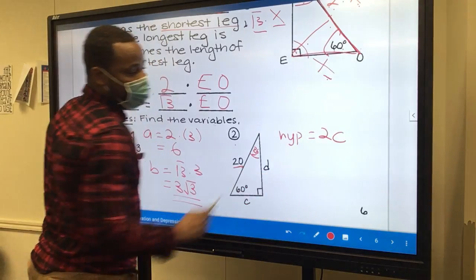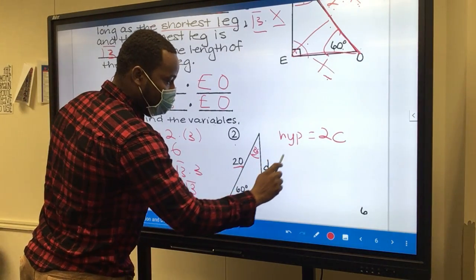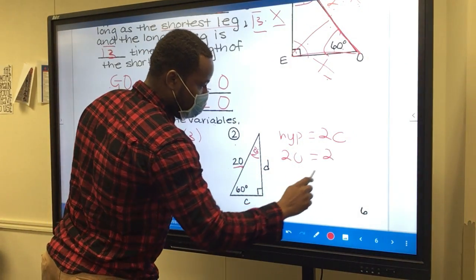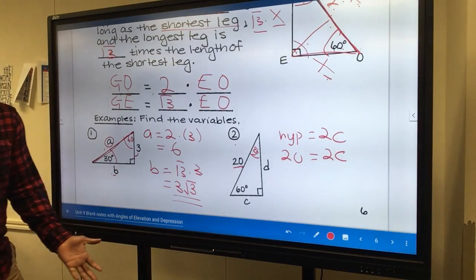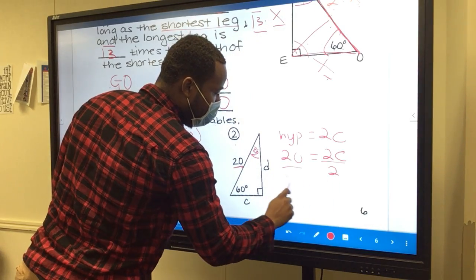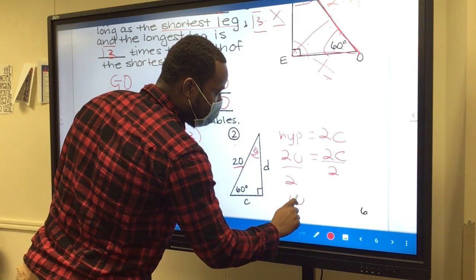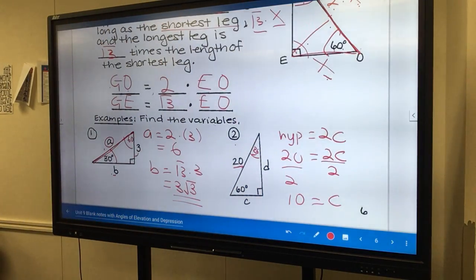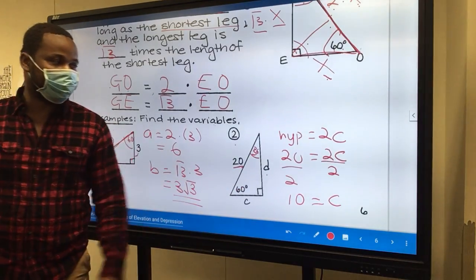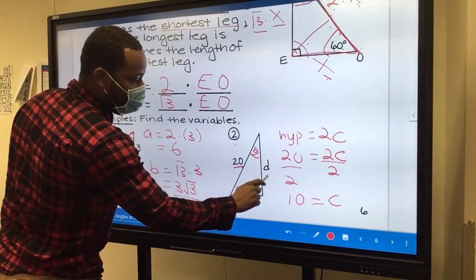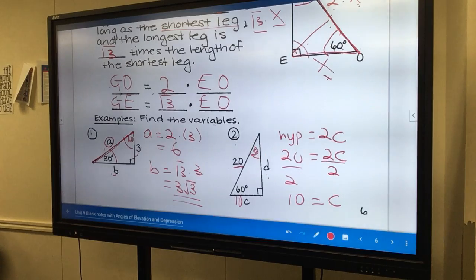So if I want to find the shorter side, watch what I'm going to do. This is 20, given to us, which is equal to 2 times C. Now, if I want to find C, what do I do? I divide, right? That's why he said divide this by 2. Good job. So 10 is equal to C. Do you get the idea? Who can tell me what D will be? Now that we know this to be 10, what will be D? Square root of 3 times 10, which is 10 root 3, right?